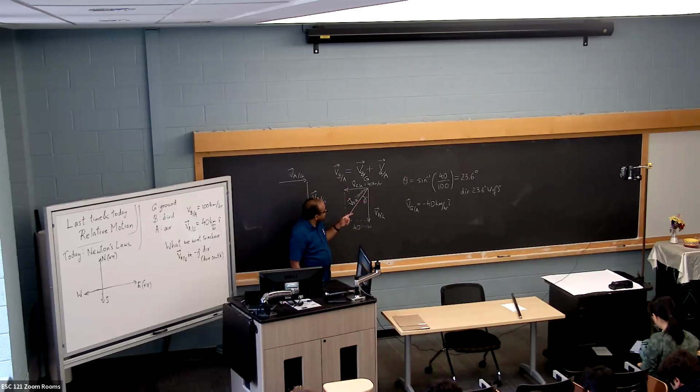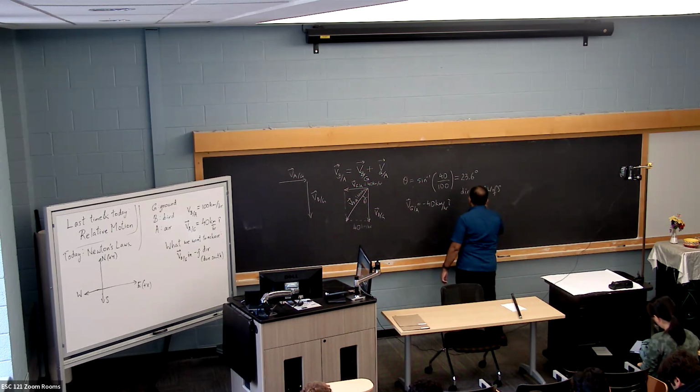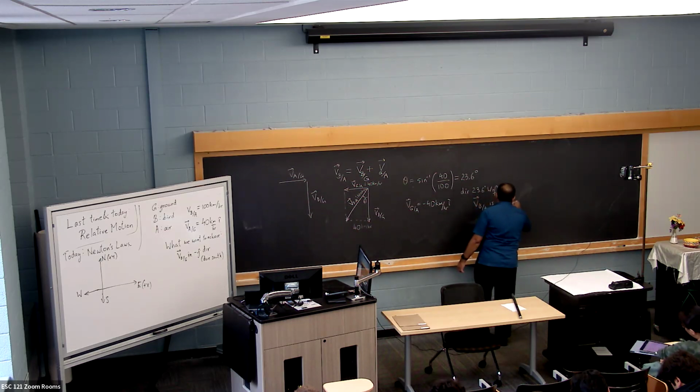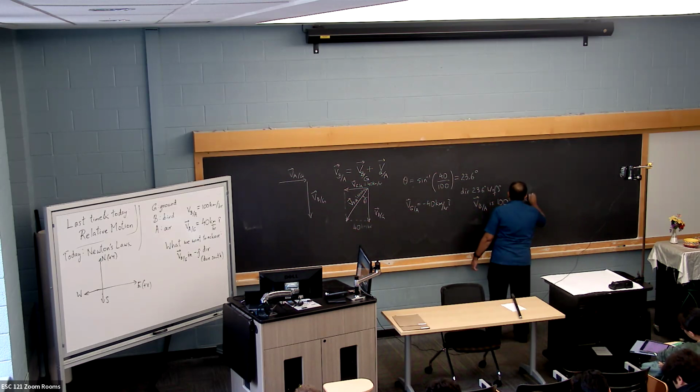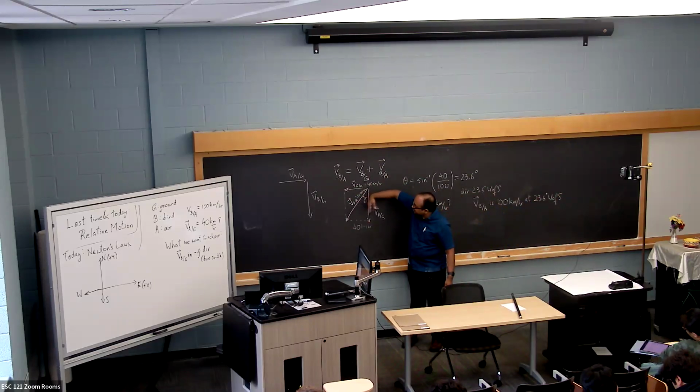All right, so we have velocity of ground with respect to air, and we figured out this angle. So I have that direction, and that is the direction of the velocity of the bird with respect to the air. I can either put it in component form, or I can say it is 100 kilometers per hour at 23.6 degrees west of south. Right, because this is south, and then west of south will turn it that way.